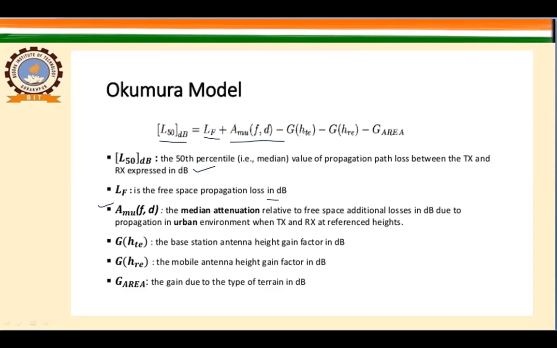So AMU-FD is the median attenuation relative to free space, the additional losses in dB due to propagation in an urban environment when the transmitter or receiver is at reference heights. G of H of TE is the base station antenna height gain factor in dB. G of H of RE is the mobile antenna height gain factor, also calculated in dB. And G area is the gain due to the type of terrain in dB.